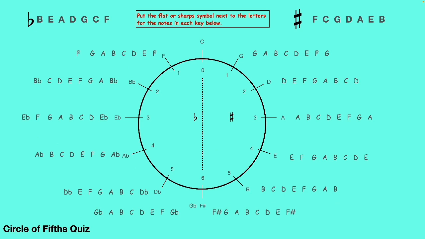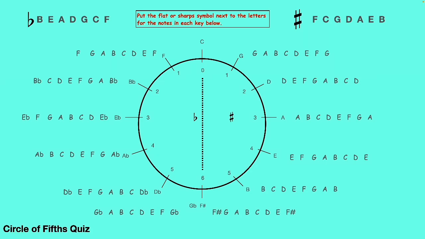So now, here's an exercise for you. And you can take a screenshot of this if you want. Put the flat or sharp symbol next to the letters for the notes in each key below. For instance, let's look at the key of F. How many flats are in the key of F? 1. So what note, what letter would get a flat next to it? The B. So our F major scale would be F, G, A, B flat, C, D, E, F.